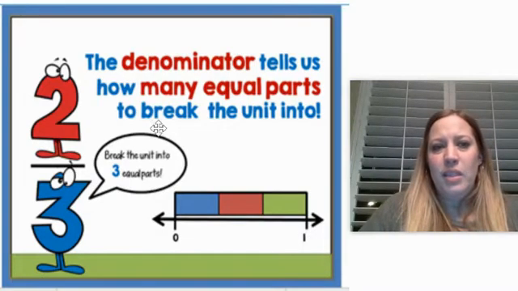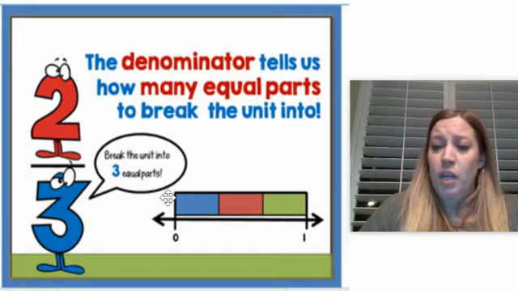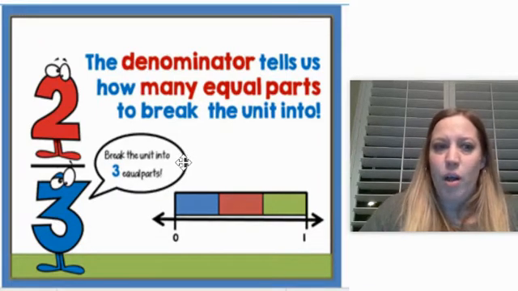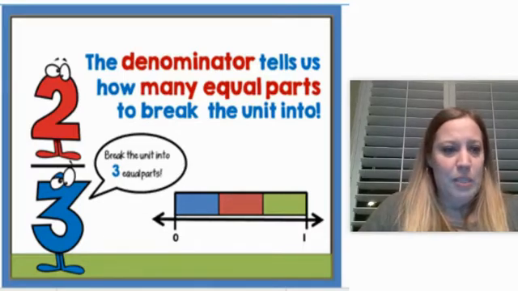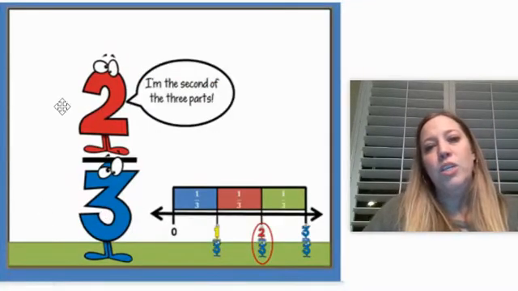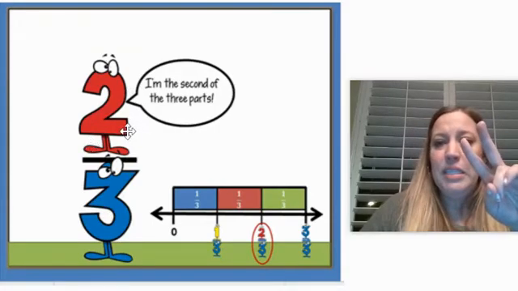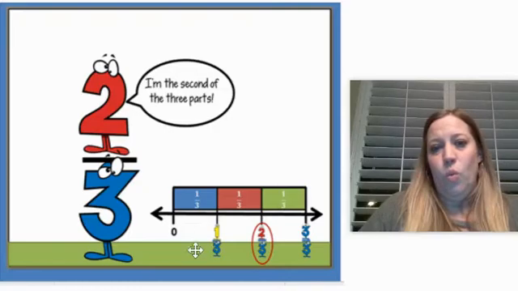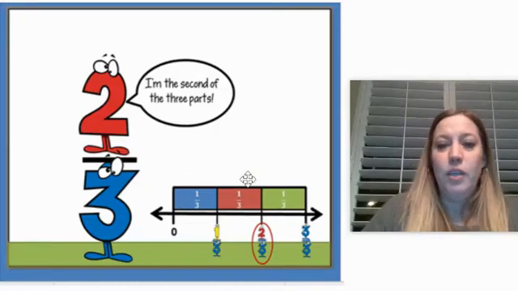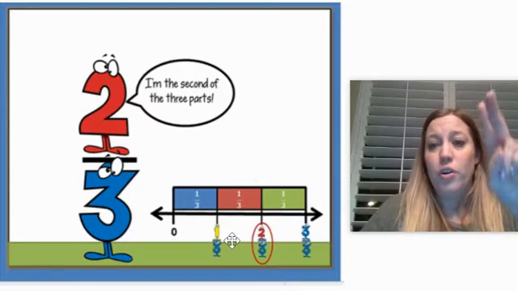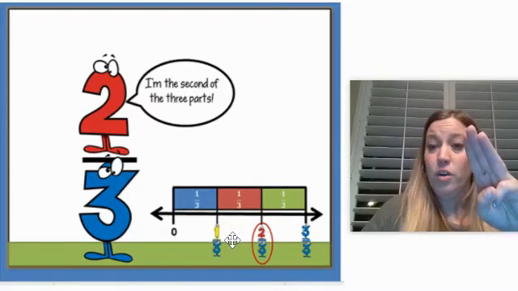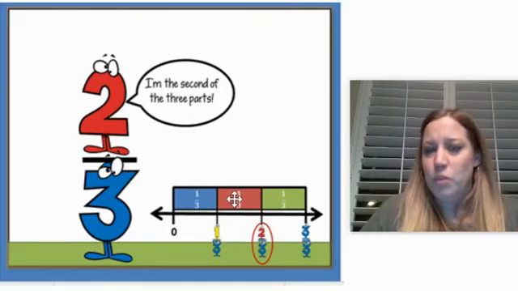I also want to point out that these slides that look like this are included in your packet and on your online assignments, so you will have these to refer back to. If you get stuck and you need a little bit of extra help, they will be there for you throughout your assignments. Okay, so now we're looking at 2/3, our 3 parts, but now we're going to look at the numerator. So it's saying I'm the second of the 3 parts. 1/3, here's my unit fraction, 2/3. I have 1/3 2 times, 1/3, 1/3. 2/3 would be 2 of those pieces.